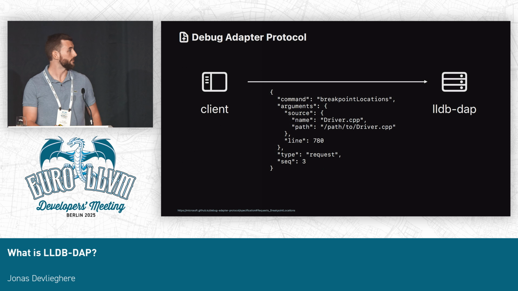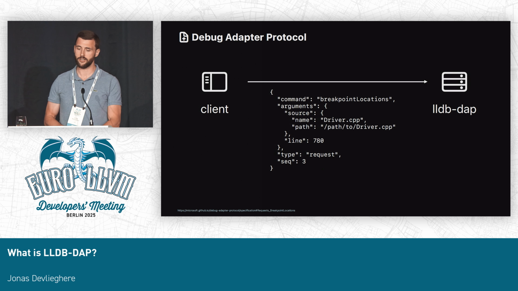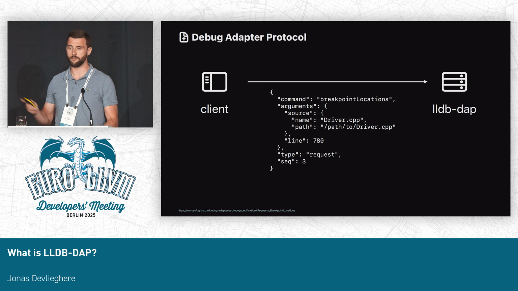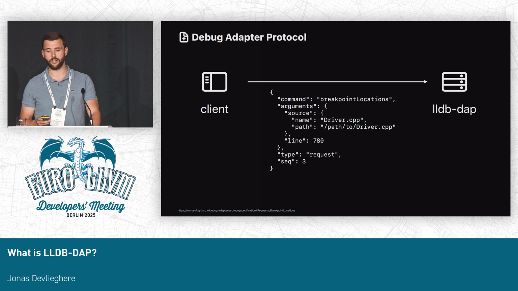The protocol is JSON-based, and it defines messages of three types: requests, events, and responses. A request is a message sent from the client to the debug adapter. There are also reverse requests from the debug adapter back to the client. An event is an unprompted message sent from the debug adapter to the client, and a response is the reply to a request. So let's look at one of those in detail.